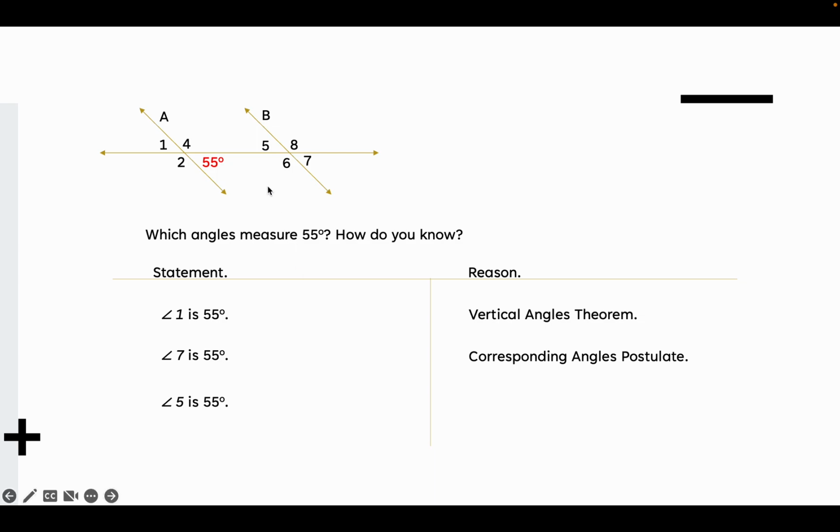We also know that angle 5 is going to be 55 degrees. If we know that angle 7 is 55 degrees, then we know that its opposite, its vertical angle, must be also 55 degrees. So we know that because of vertical angles theorem. We also know that angle 5 is 55 degrees because if we know that angle 1 was 55 degrees, well, corresponding to angle 1 is also angle 5. So you could also say that corresponding angles postulate is also the reason that we know that angle 5 is 55 degrees.